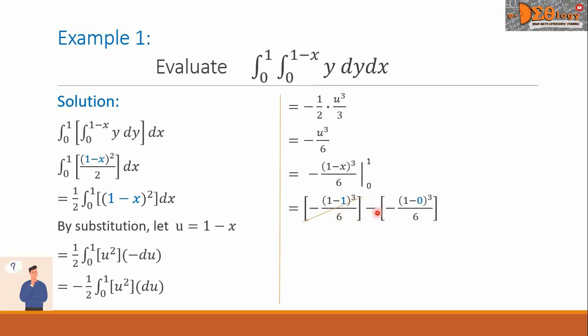Let us simplify the second group. Negative and negative becomes positive. 1 minus 0 is 1, and 1 cubed is simply 1. So we have this 1 over 6. This is the final answer.